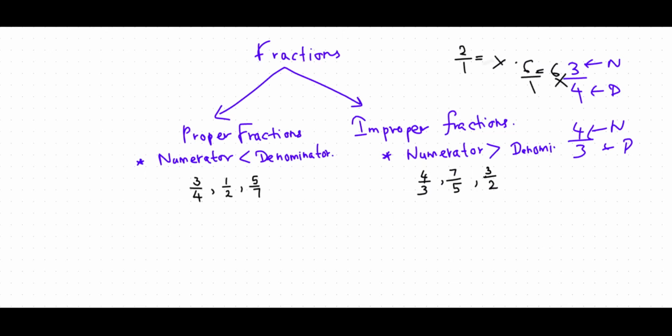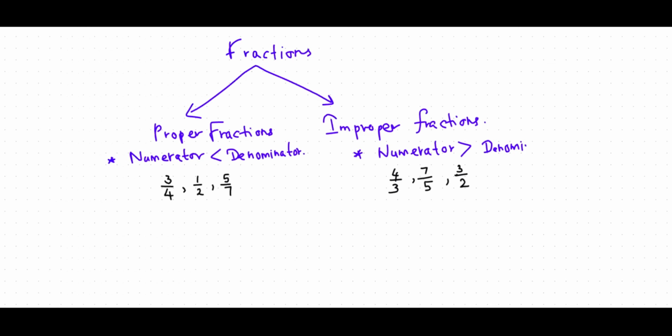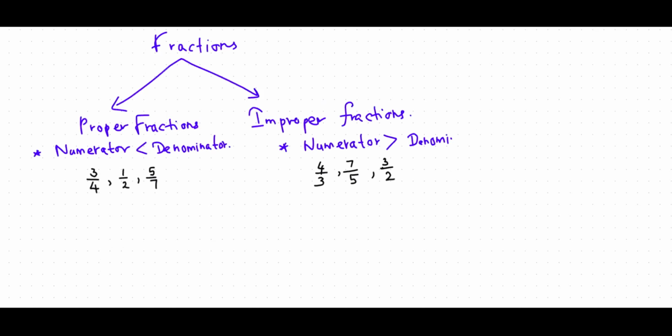Then there are mixed numbers. Mixed numbers are a way of writing improper fractions. It's not a different type of fraction. Same improper fractions, we write them in a different way. We can convert improper fractions to mixed numbers and mixed numbers to improper fractions.